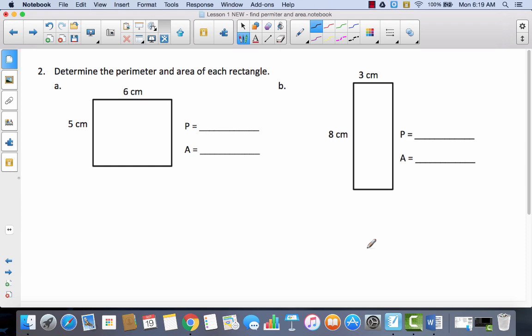All right, so now we're going to determine the perimeter and area of the rectangle. Well, this time I'm going to let you do A and B by yourself. Remember that perimeter equals length plus width plus length plus width, and area is equal to length times width. If you get stuck and you're not sure what to do, you can always press play and I'll walk you through it.